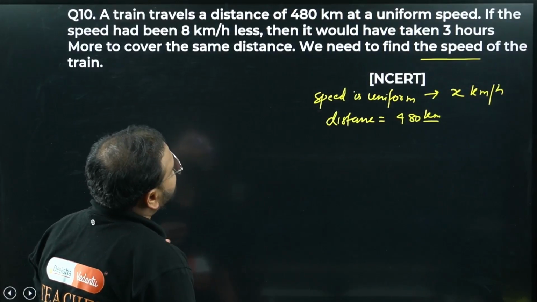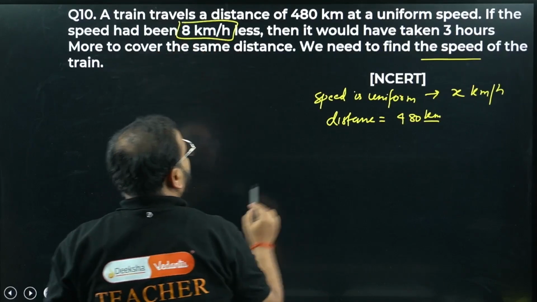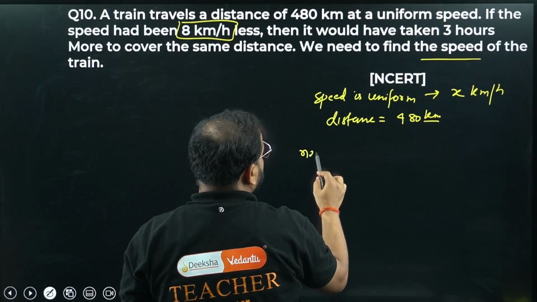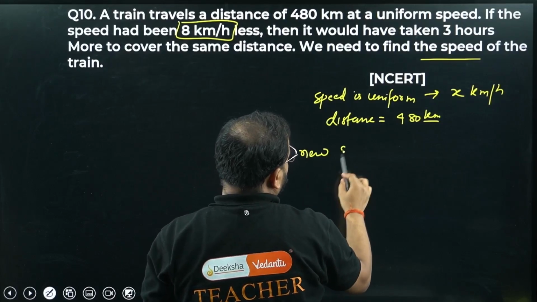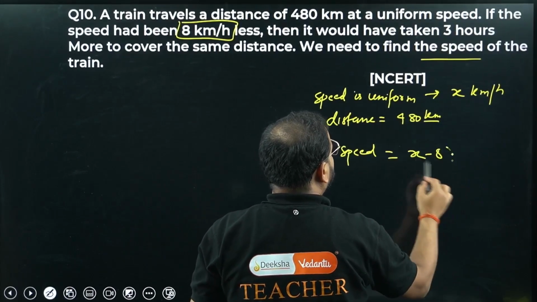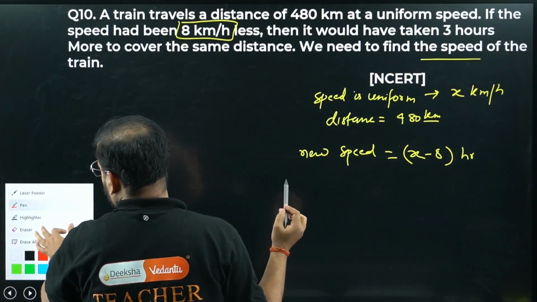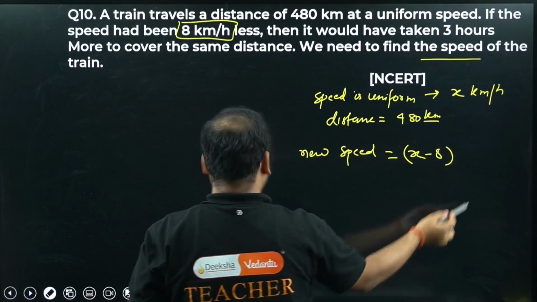Now we'll see the question statement. Train is traveling, so there are two speeds, right? Slow down. Slow down by what? Okay, the new speed, which is a less speedy, okay? New speed is how much? Slow down by 8 km per hour. Okay, so it is x minus 8 km per hour.